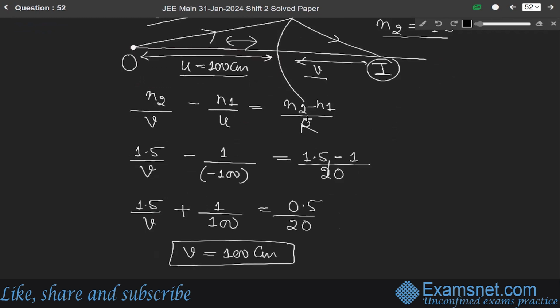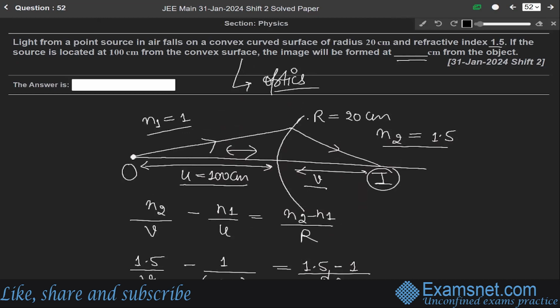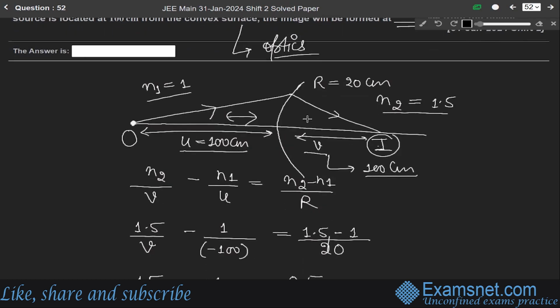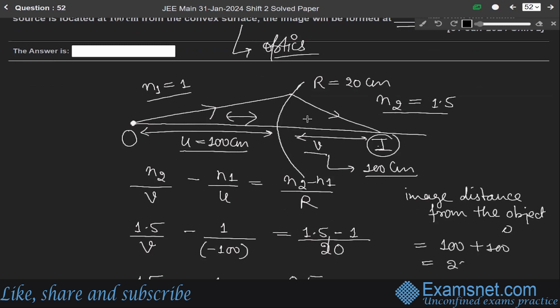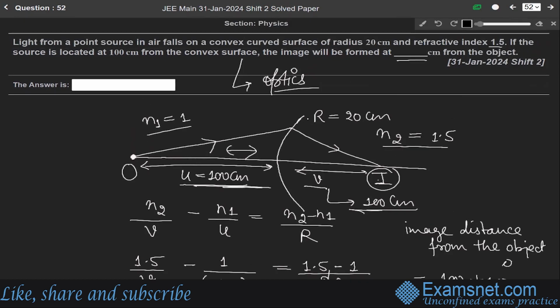Okay. Now we are asked to find the distance of this image from the object. So this V is 100 centimeter as we solved. So the distance between I and O, the image distance from the object point O. Okay, object O will be this 100 plus 100. So it will be equal to 200 centimeter. This 100 plus this 100. Okay, so our correct answer is 200 centimeter.